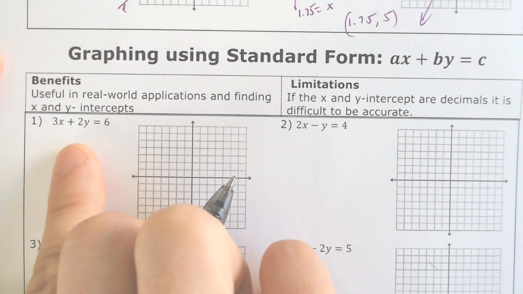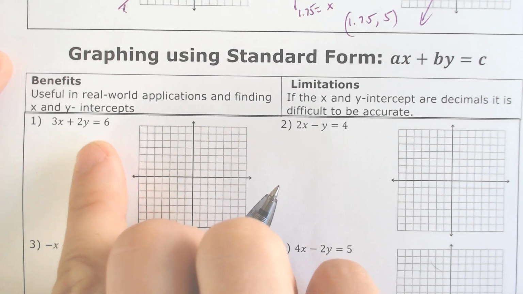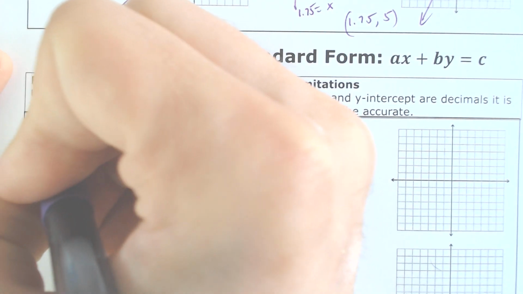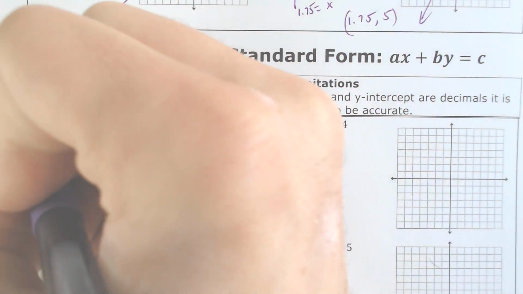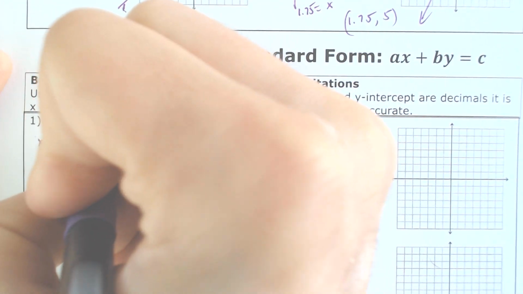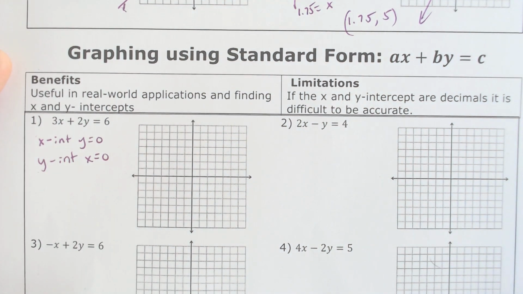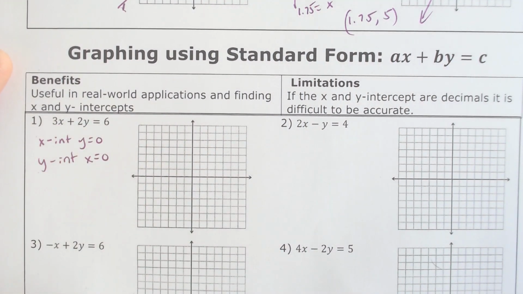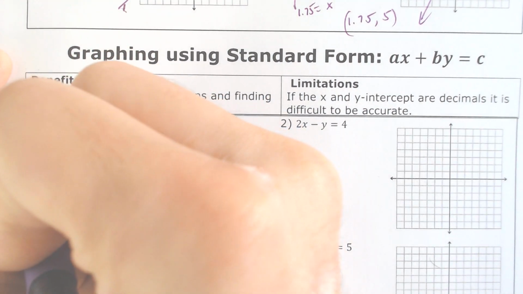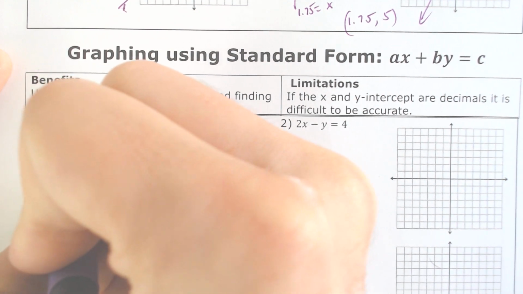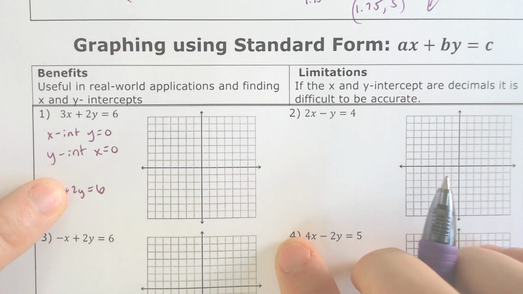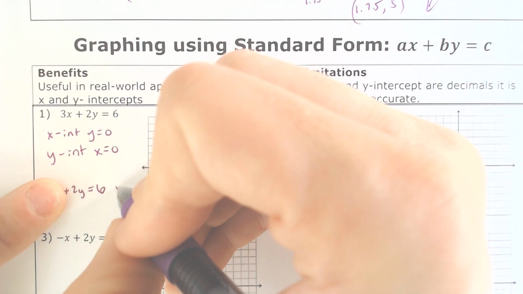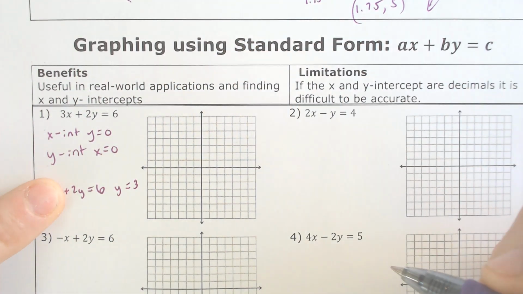So if we have 3x plus 2y equals 6, if you want to find your x-intercept, y will equal 0. If you want to find your y-intercept, x would equal 0. So we just plug in 0 for x to find the y-intercept. So if I plugged in 0, 3 times 0 plus 2y would equal 6. Well, 3 times 0 is nothing. So you really just have 2y is equal to 6, which means your y-intercept is 3.